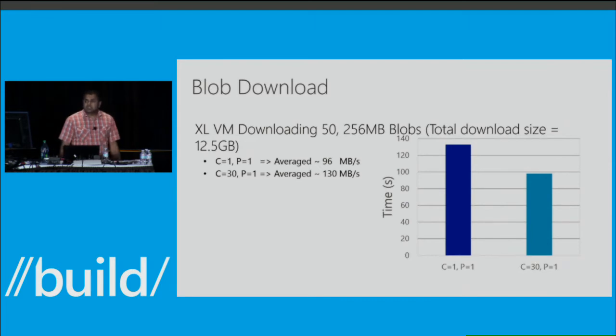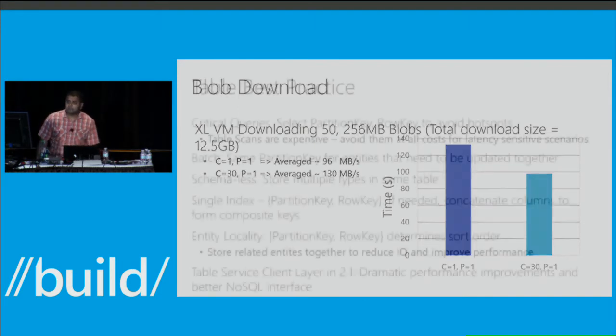Same thing with download. If I try to download just a single blob, I got about 96 megabytes per second, and we get faster download here because our service does some prefetching as such, which enables this faster download. With respect to concurrency of 30, obviously it gave me a lot more, where I saturated the NIC on my Excel VM. I got about 130 megabytes per second.